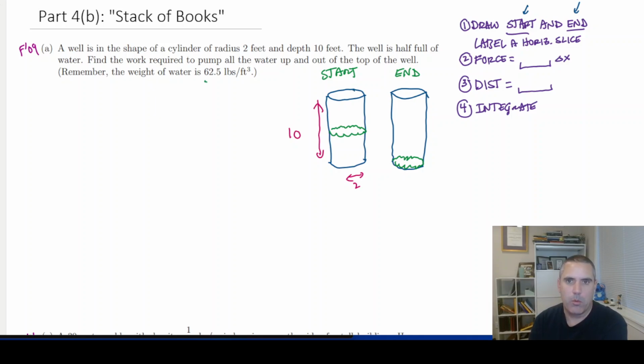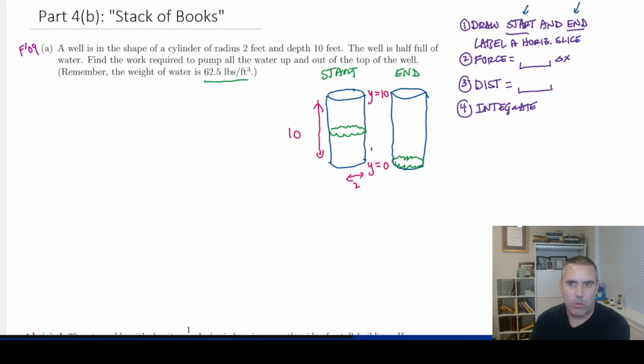And then they tell you, remember, water weighs this much. Okay, so we're in pounds, so there's no worry about this concept of having to multiply by 9.8. It's already a force. So the moment we realize it's a pumping problem or something we can think of as a stack of books, we switch to this mode. Let's label it y equals 0 and y equals 10. Do I have to do that? Absolutely not.